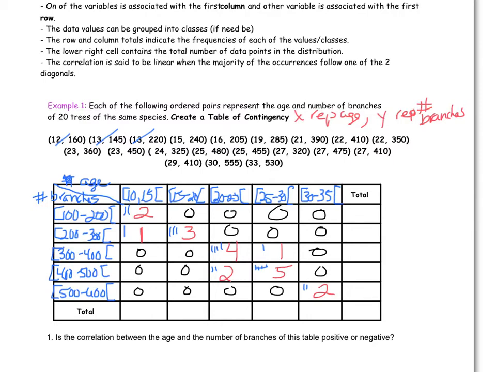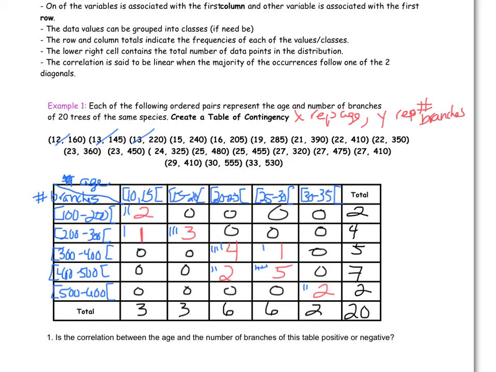And then once that's finished, we're going to find our totals. So we read across this way and write the total for that row. So this one is 2. Here it's 4, 5, 7, 2. Then you find the total for each column. Read down this way, find our totals. So here we have 3, 3, 6, 6, 2. And the total both ways should give you the same thing. It should give you 20, which is our total number of data points. We're told at the beginning that we're looking at information for 20 trees, so our total here should be 20.